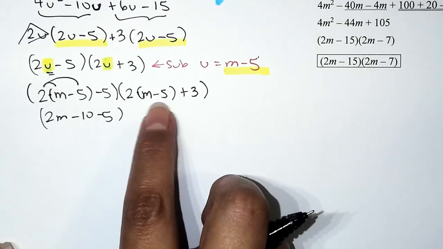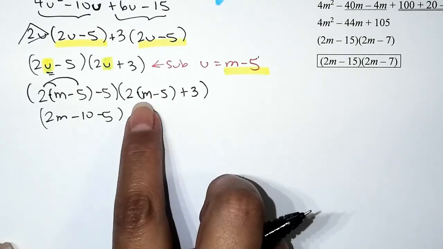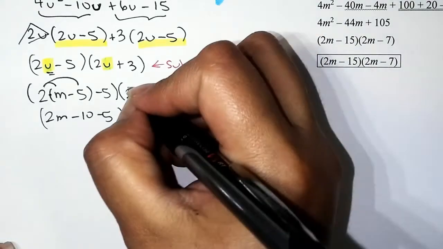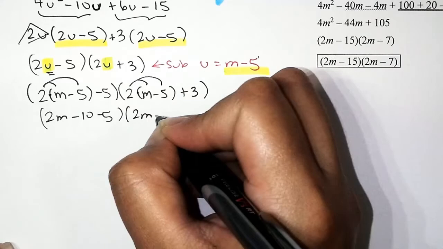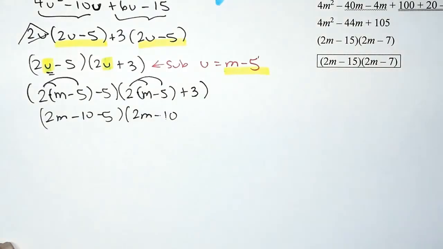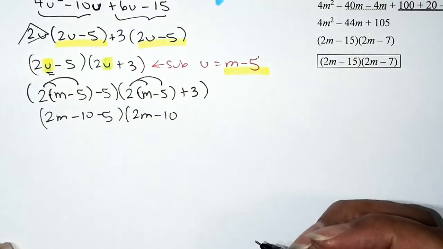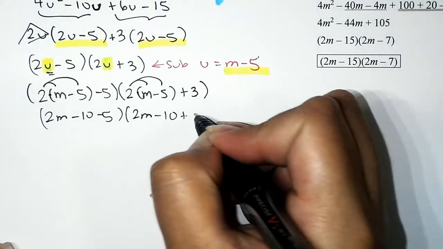There's nothing to simplify, so let's go ahead and clear it by distributing this too. 2 times m will leave us with 2m. 2 times negative 5 will leave us with negative 10. Did we do this right? I think so, yeah. Bring down the rest of the problem.